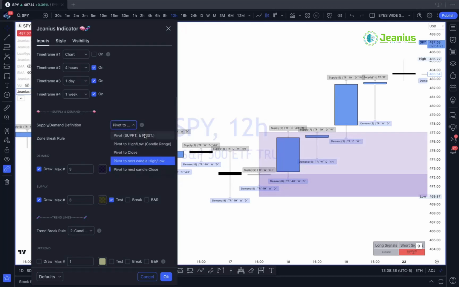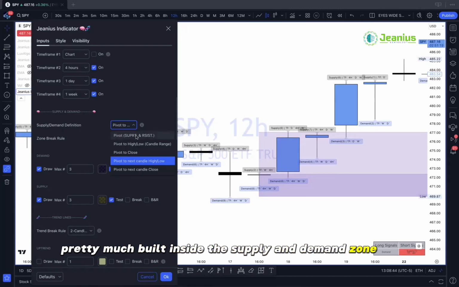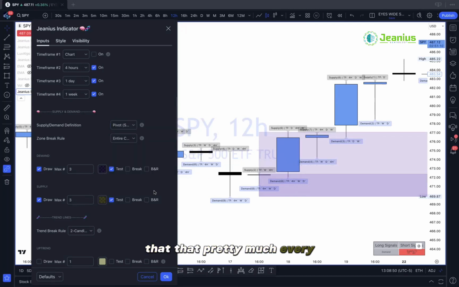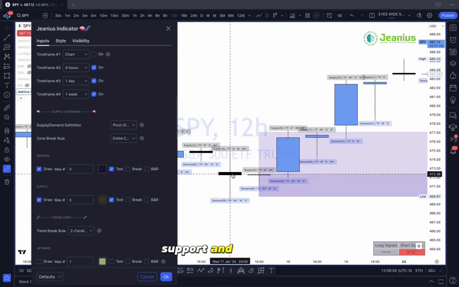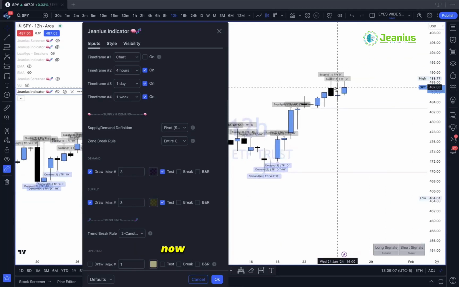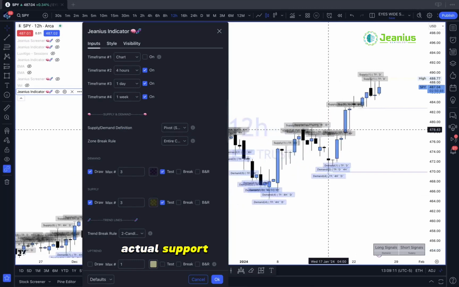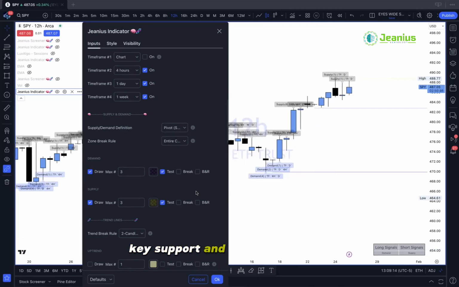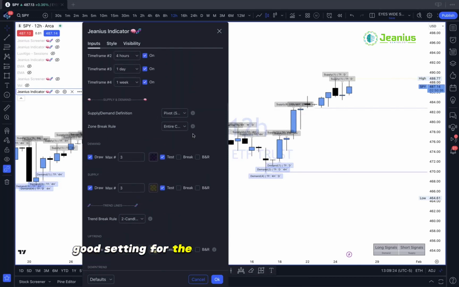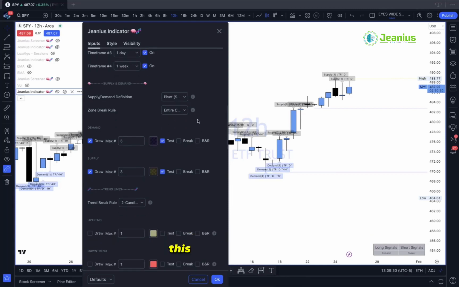If you want to do just support and resistance, because we have our support and resistance pretty much built inside the supply and demand zone. If you want to just do support, the regular support and resistance that pretty much every beginner trader likes to trade, then the supply and demand definition is going to be set to just a regular support and resistance. So now look at what happens when that is turned on. Now you're only seeing actual support and resistance levels, key support and resistance levels. So this would actually be a good setting for the specific indicator that you're on if you're a support and resistance trader and you like to trade break and retest, this, that, and the third.